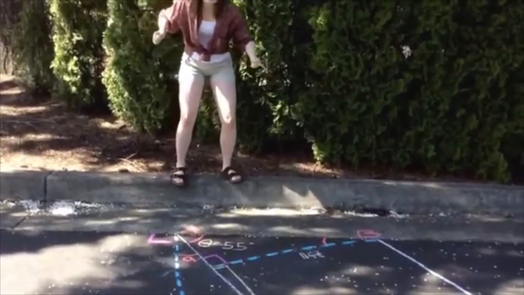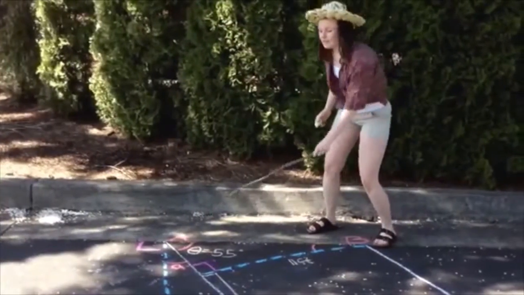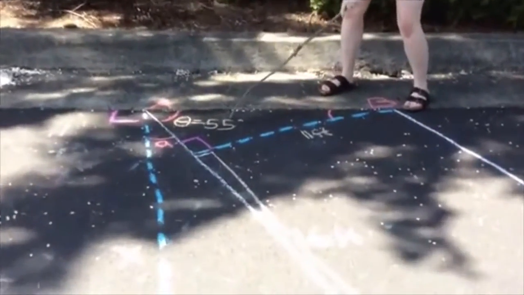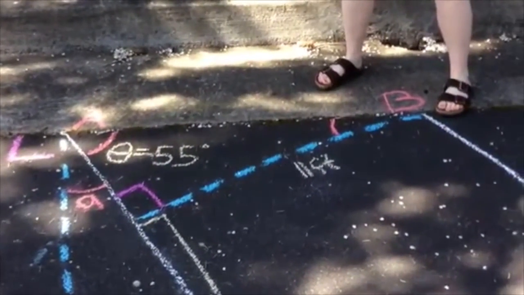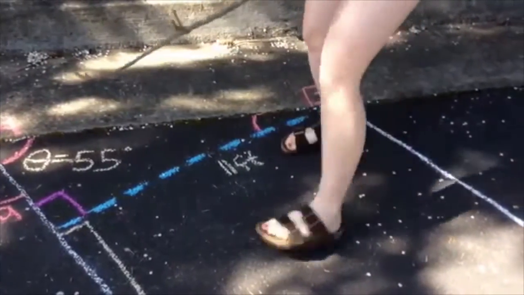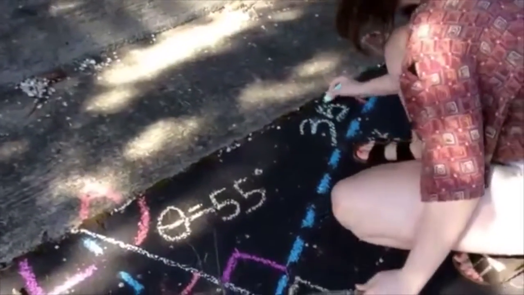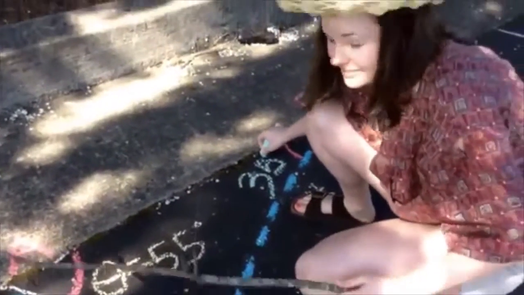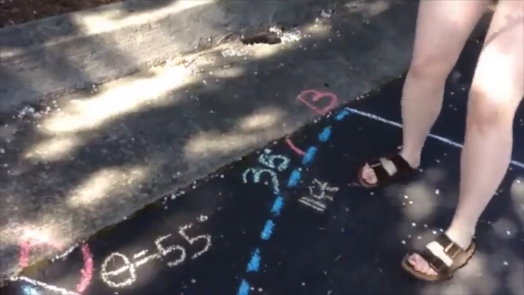Step 1. We're gonna solve this triangle. 90 plus 55. You subtract that from 180 and you get 35. So our B is 35 degrees. You got that? Yeah.